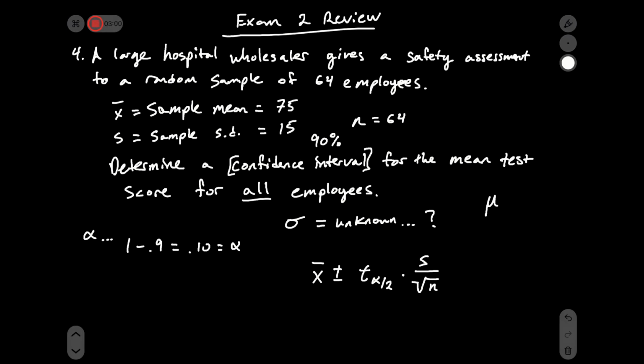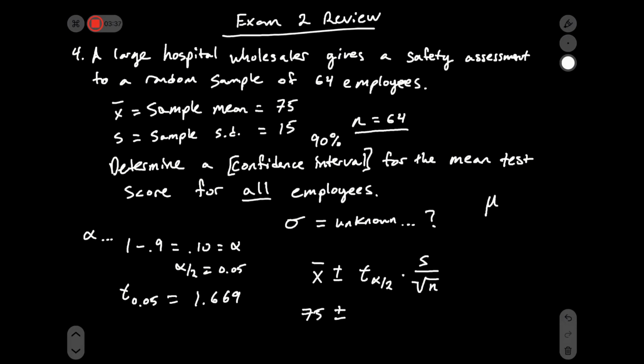Now you'll also need to use the t-distribution table found in table 8.2, also found in the back of the book. And this is essentially t.05, right? Remember, alpha divided by 2 is 0.05. And this t-score for our sample size, n equals 64, is 1.669.